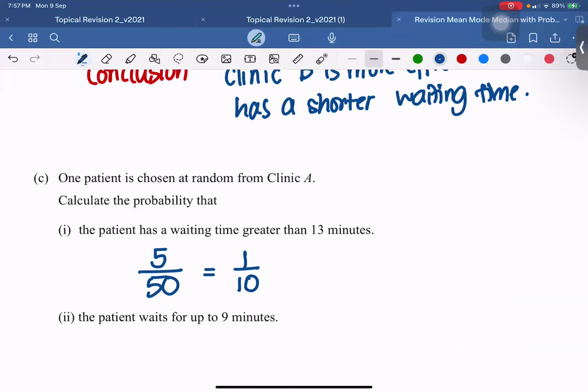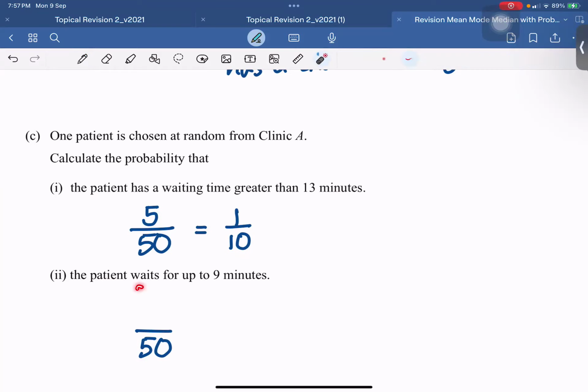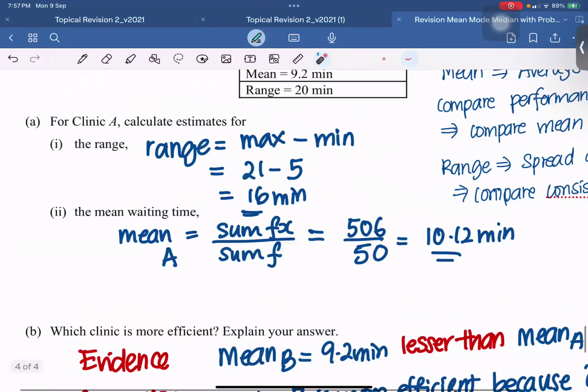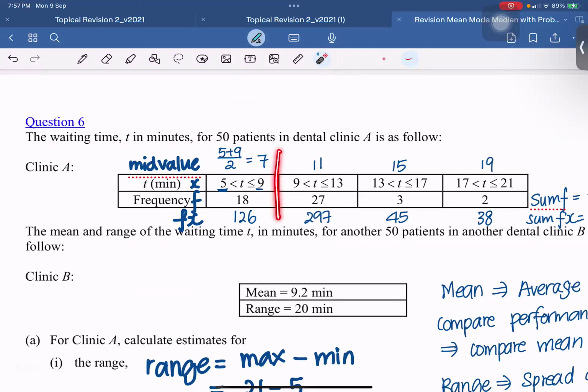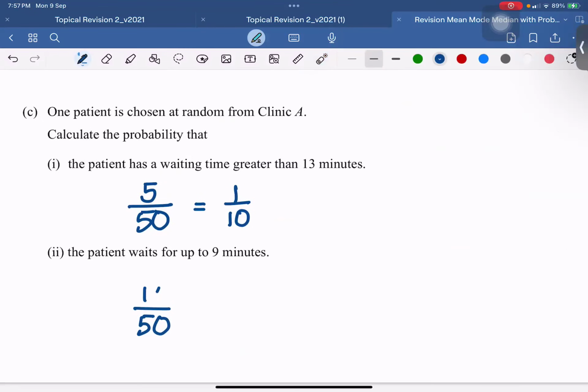Okay? Next, one patient is chosen at random. There are a total of 50 to choose from, so the denominator is 50. They waited up to 9 minutes, meaning it cannot have more than 9 minutes. So there are only 18 patients who waited up to 9 minutes. So this one will be 18 over 50. Then we cannot leave this as the final answer. We simplify. Final answer will be 9 over 25.